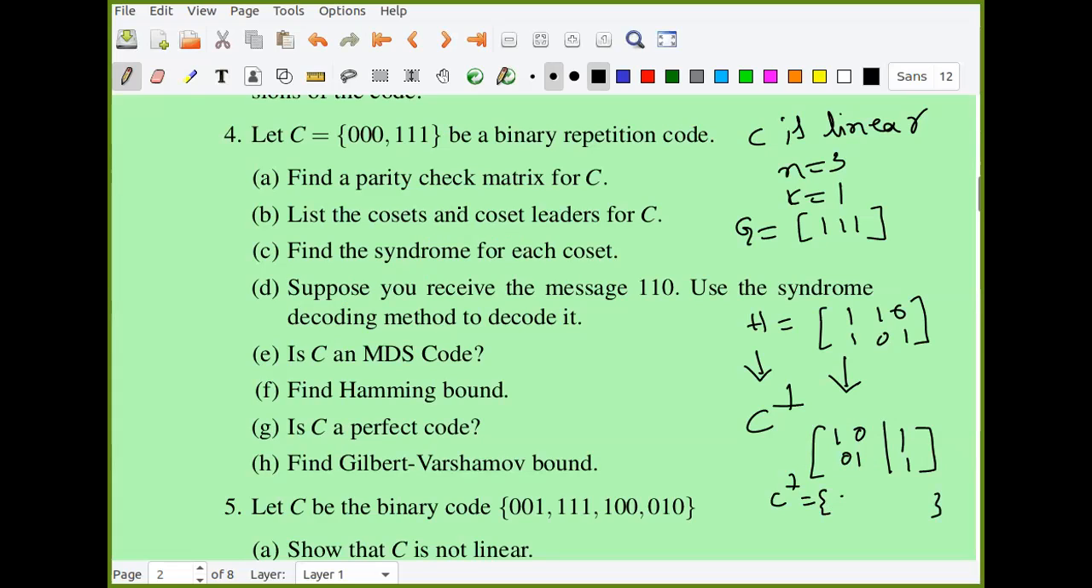So now can you see, what are the cosets for this? Now, these are all okay. So we have done that parity check matrix code. What are the cosets?